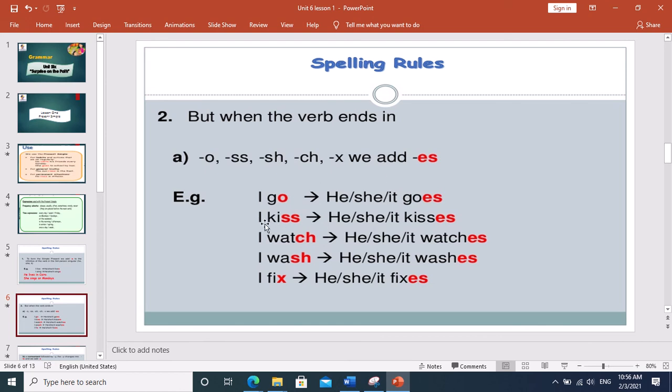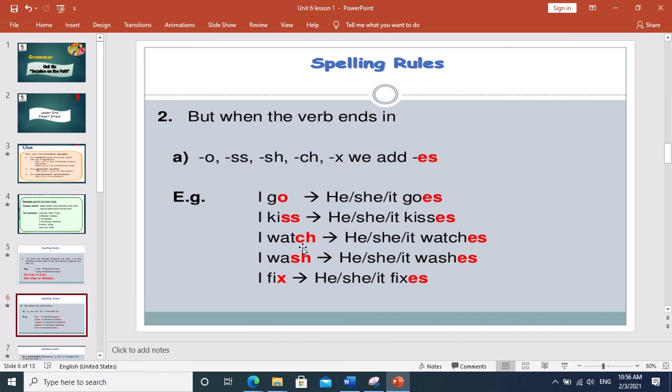You kiss or I kiss. I have here I, a plural personal pronoun, so I have to put kiss, my verb, in the infinitive. So when I use kiss with a singular personal pronoun like he or she or it, I have to look at the end. What do I have? Double S, so I have to put es.